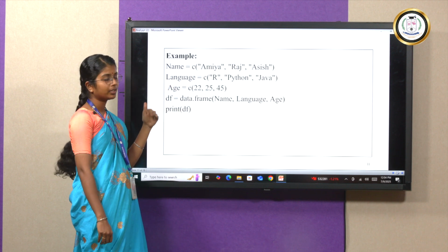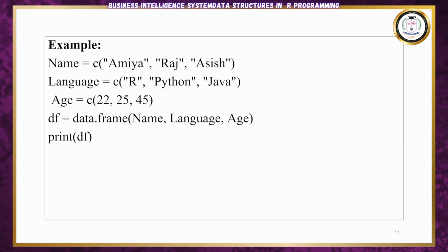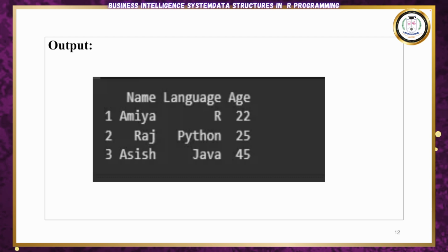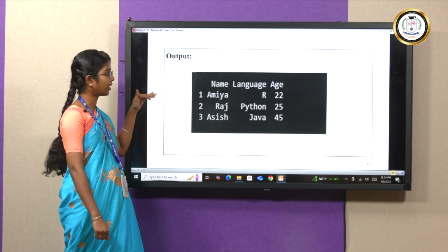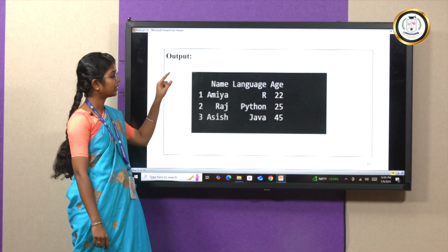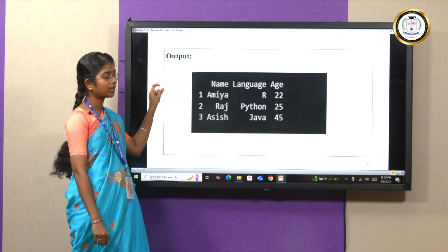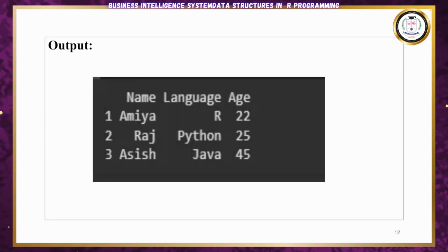So I am using the variable df equal to data.frame, with name, language, age. And if I give print df, I'll get the tabular output. In this, we must check whether we have satisfied all four conditions which you have seen before. First, every column must have a name, and every row must have unique values. Second, every row must have the same number of items, and I can have different data types in columns, and there must be no repetition of values.